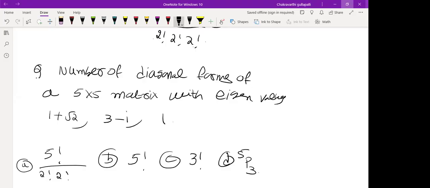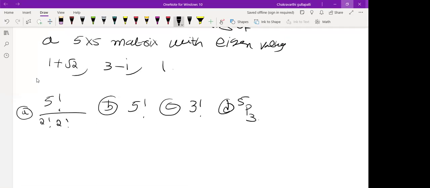Someone is saying option A. Someone is saying option D. Madam, only 1 plus root 2. 1 plus root 2 is one eigenvalue, automatically 1 minus root 2 is also an eigenvalue, madam. Correct. Good. So which answer is correct? 5 factorial. All are different. Okay. 3 minus i. Correct. So this is 1.